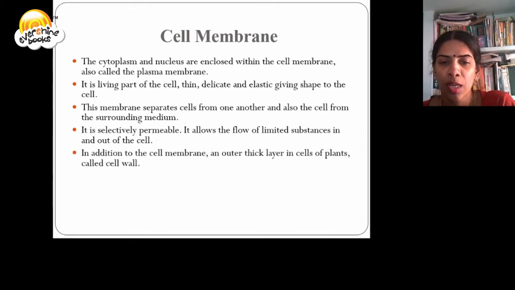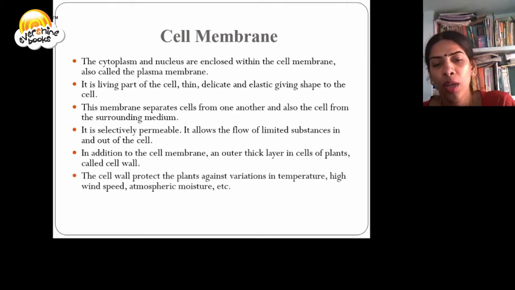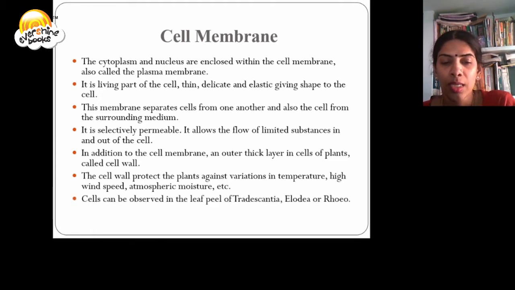In addition to the cell membrane, an outer thicker layer in the cells of plants, called the cell wall, is present. The cell wall helps the plant protect against variations in temperature, wind speed, atmospheric moisture, etc. The cells can be observed in a leaf peel of Elodea or Rhoeo.